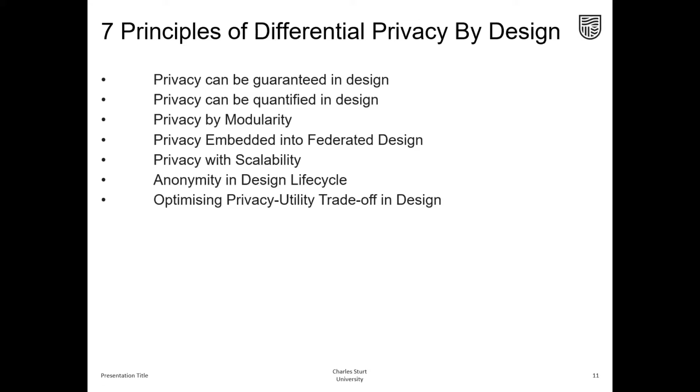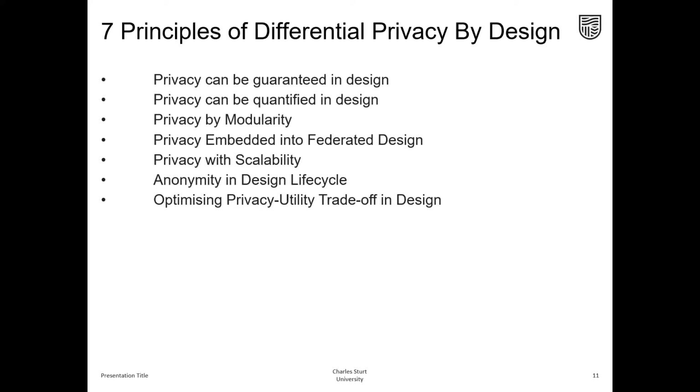The privacy can be embedded into the federated design. The federated design is the aggregated model, so if the aggregation model is not robust for privacy, then the individual models can be extracted from it, and the privacy can be compromised. So the federated averaging method must be robust enough so that the privacy is embedded at that level. The scalability aspect must be considered: when the number of clients is reduced or increased, it will not affect the privacy. And anonymity in the design lifecycle means the original data will never be shared. It will always remain private. Only the models will be shared.